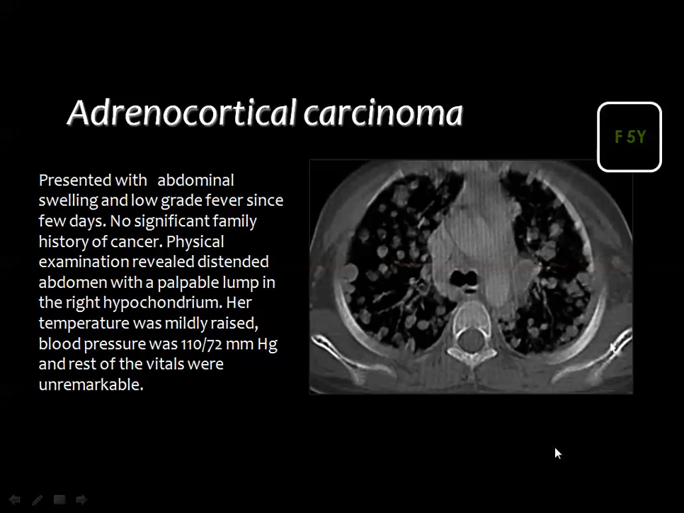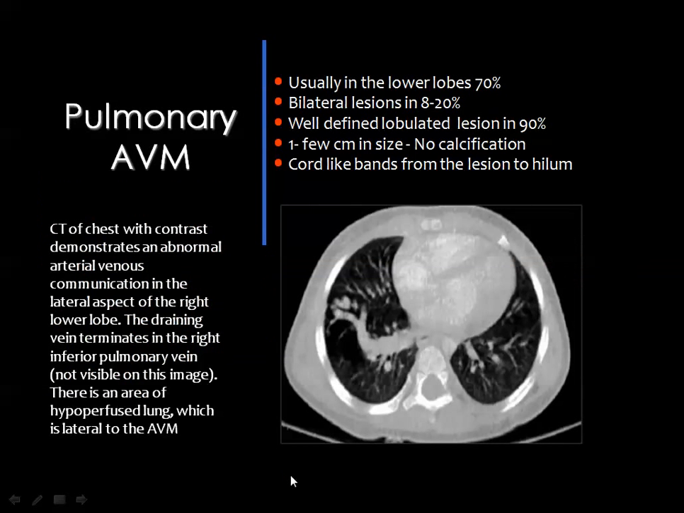Then this female child has an adrenocortical carcinoma, and her chest CT shows numerous pulmonary nodules scattered in both lung fields, representing metastatic deposits.